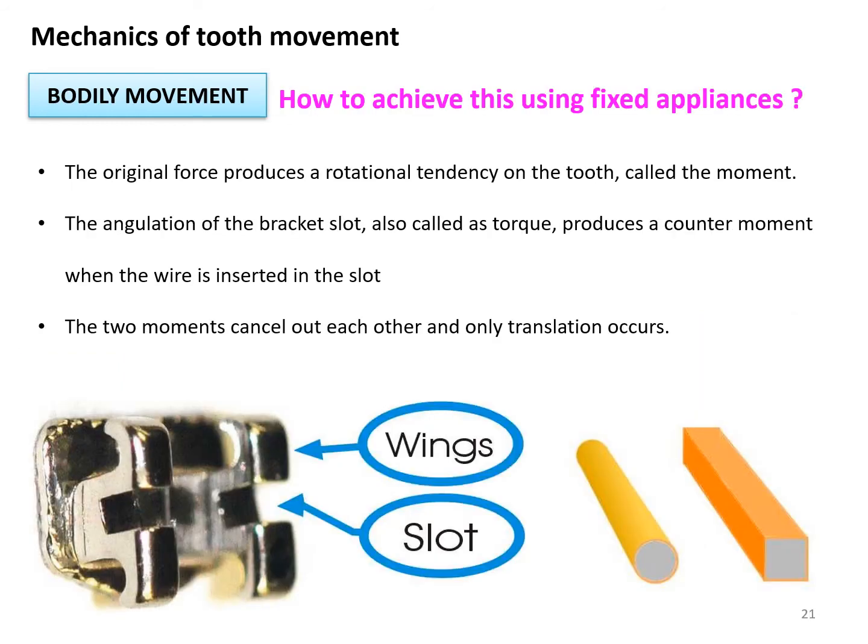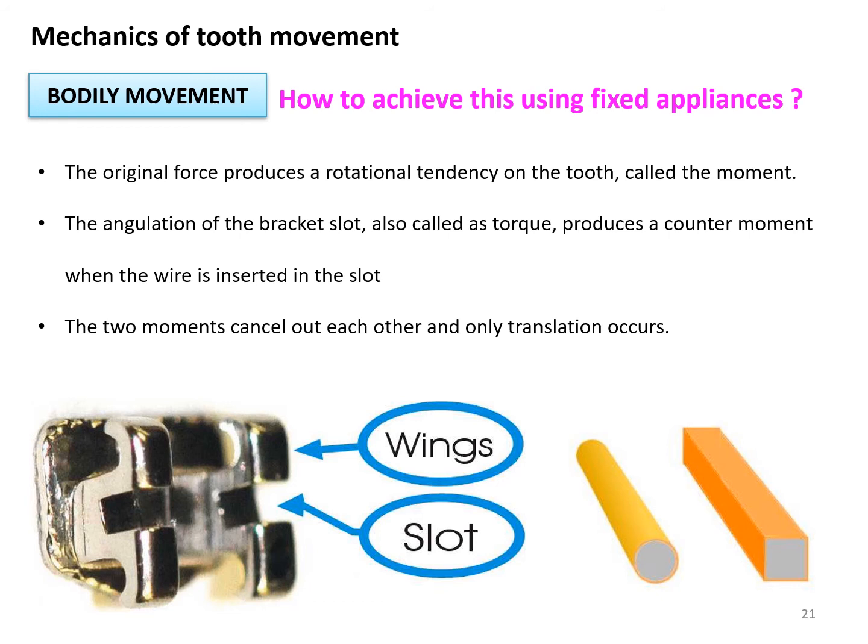So how do we achieve this bodily movement using fixed appliances? You know where we place brackets on the teeth. From this position, do you think it's possible for us to bodily move teeth? Yes, it is. The reason being, when a force is applied on the tooth, the original force causes the tooth to rotate, which is called the moment. We've already learned about it.